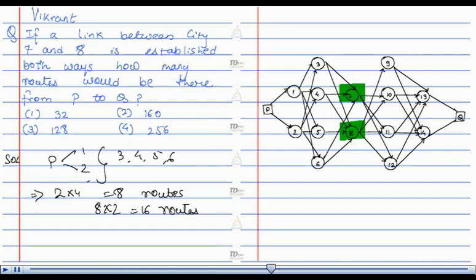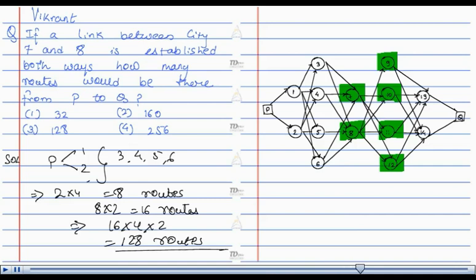So, from these 2 points he can reach either 9, 10, 11 or 12. So, we can say that the total routes that are possible are 16 into 4 into 2, that is 128 routes.